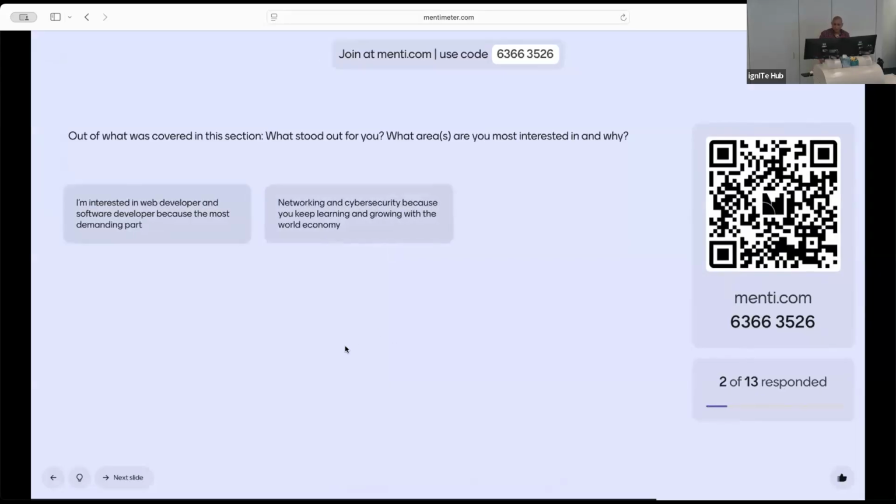All right. I'm interested in being a web developer and software developer because the most demanding part. Okay, very good. Yes. And again, I think that as you saw with the salaries and all that, and we're going to cover that on our third session, it's very interesting. It's a very challenging area that has you work both sides of your brain, the creative side and also the more analytic side. Very interesting. The skill set is very wide.